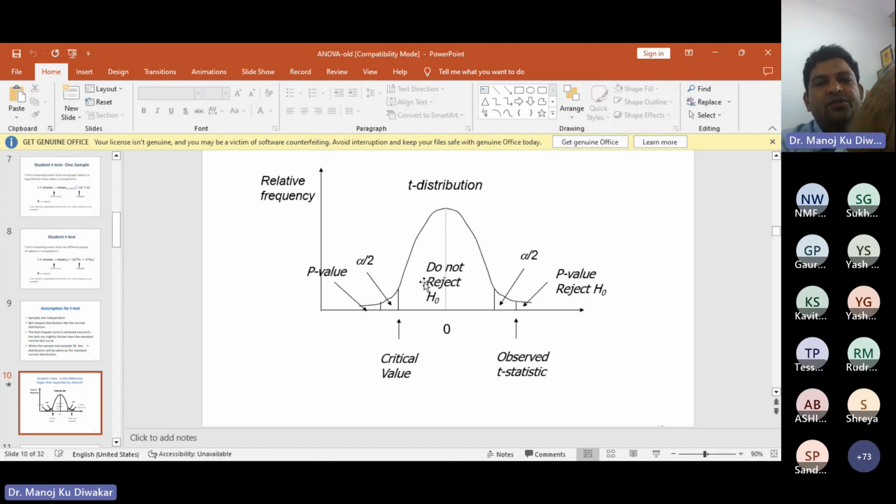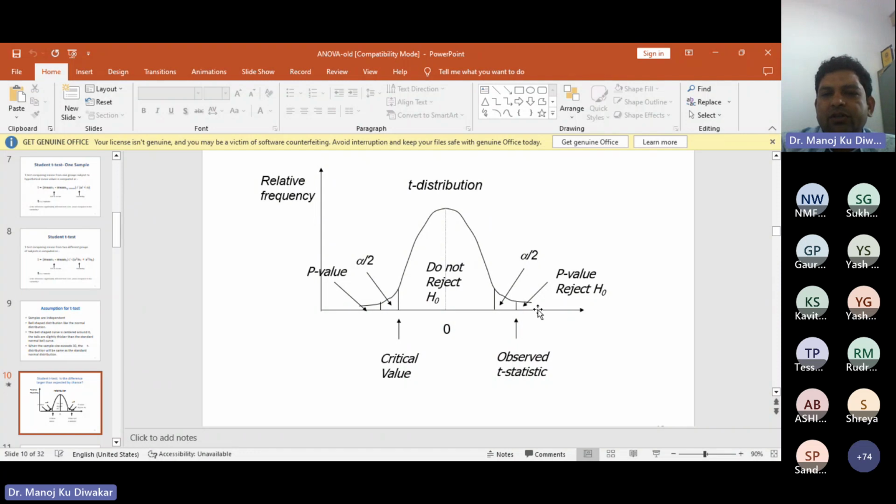This is your t distribution and you need to understand this graph very carefully. What do you understand from this one? It is the t distribution, which follows a normal distribution, as that was one of the assumptions. Here we say do not reject h naught. You cannot reject h naught, and this is your critical value. This is the critical value, this is the observed t statistic, and this is the p-value. Reject h naught if your value is coming outside of that region.